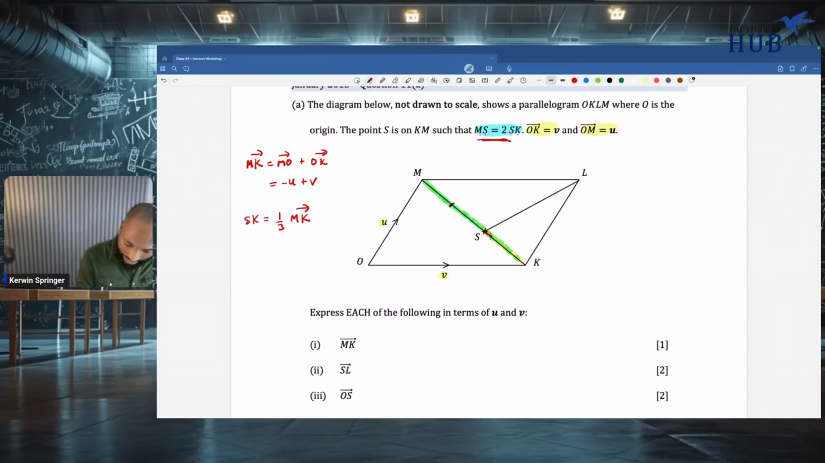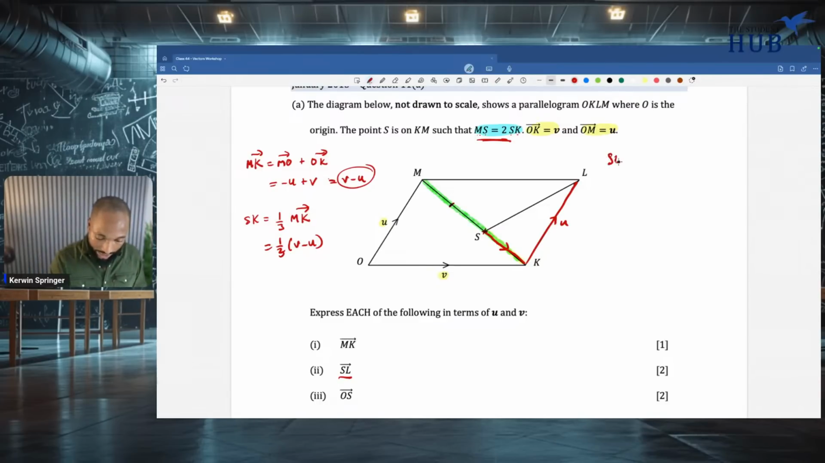Now the reason I'm finding SK is because I want to find SK and then KL, and that's how I'll find SL. And I already know KL is U. So I'll write this. 1/3 MK, remember, I can switch this around to V minus U so it looks a little neater, like put the U on that side. So 1/3 of V minus U. MK, what we just figured out, is minus U plus V. I switched it around, I put V minus U. Then I can bring it across the equal sign, so the signs don't change. It stays with the number. So 1/3 of V minus U is SK.